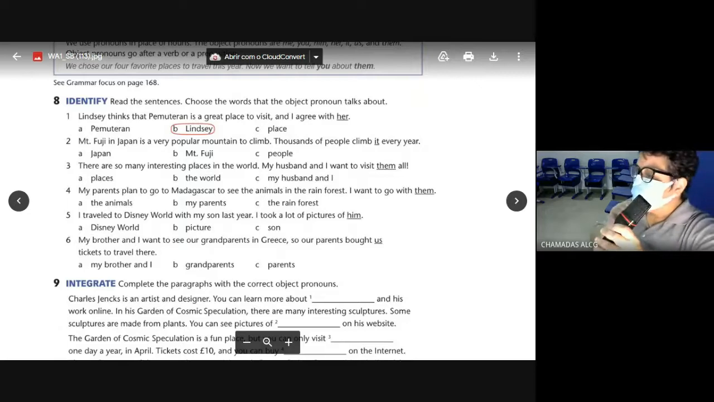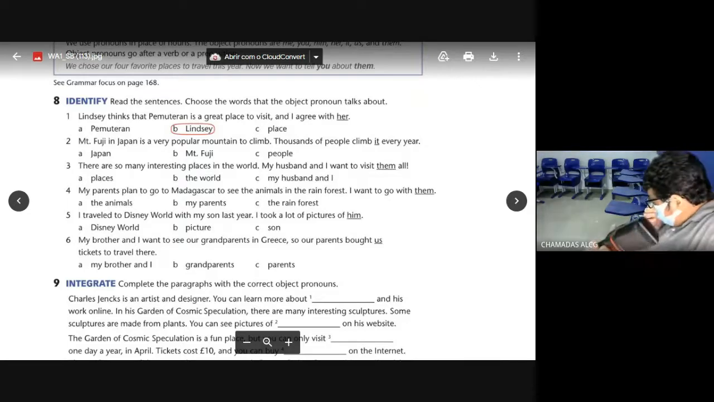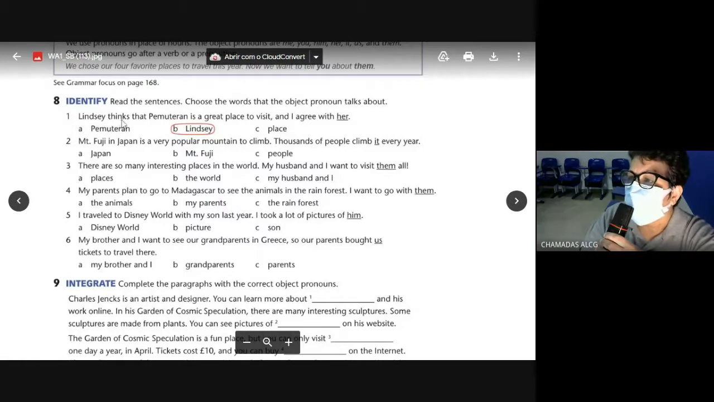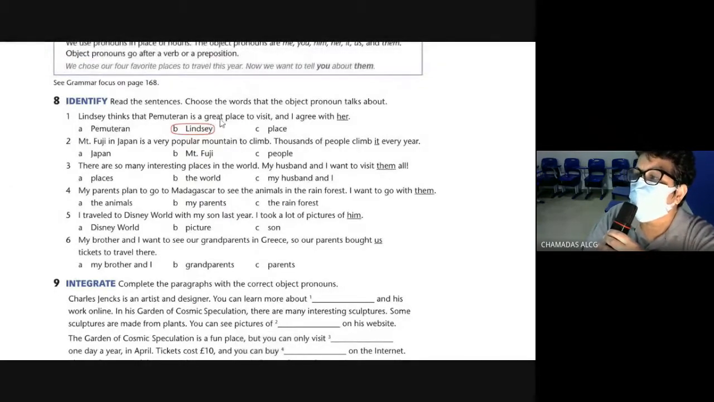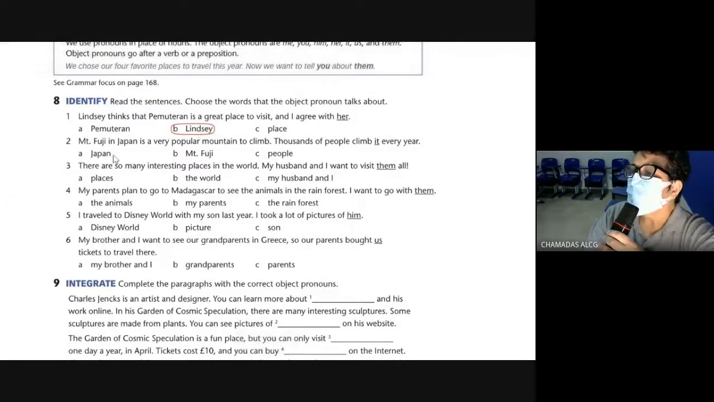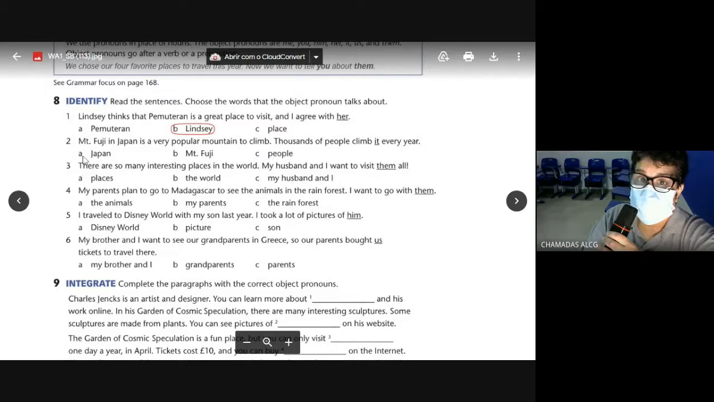Excuse me again, sorry. Choose the words that the object pronoun talks about. Let's see the first one. Lindsay thinks that Pumuran is a great place to visit, and I agree with her. So, her refers to Lindsay. Okay? Now let's do number 2 together.